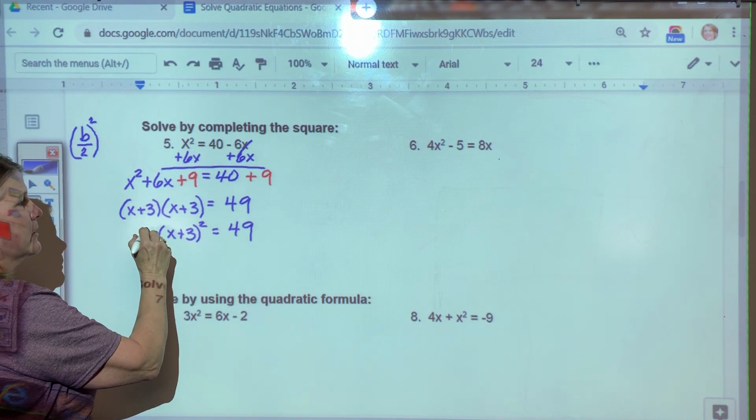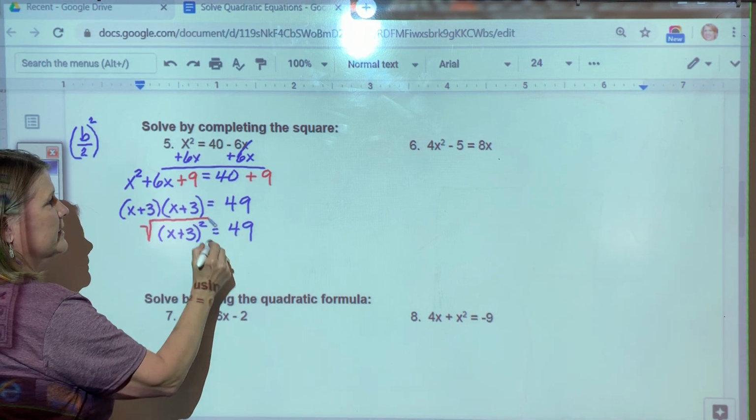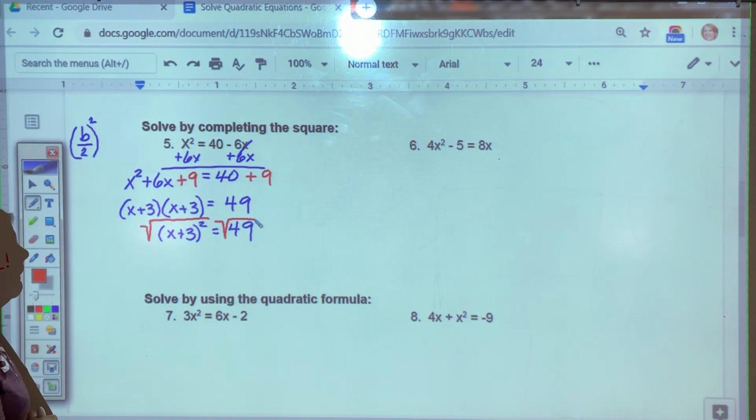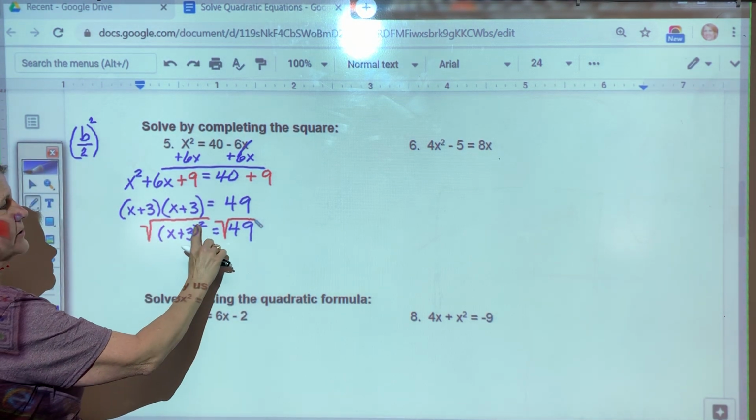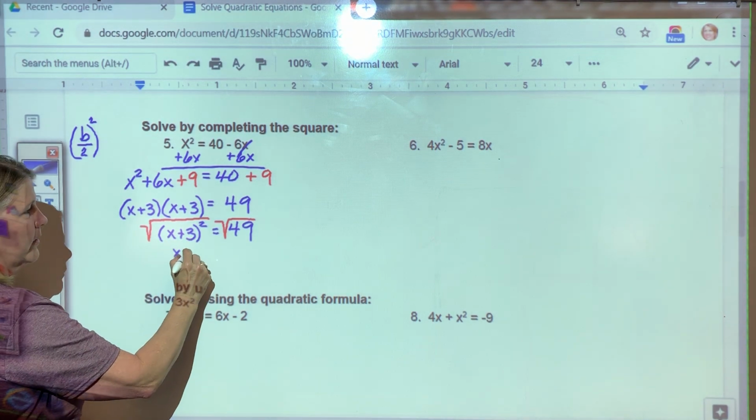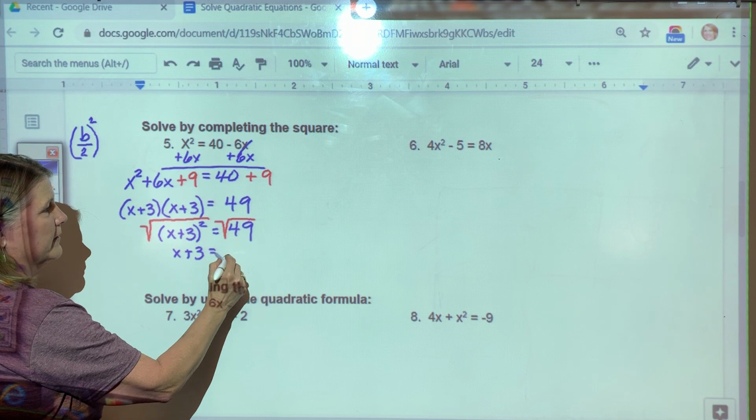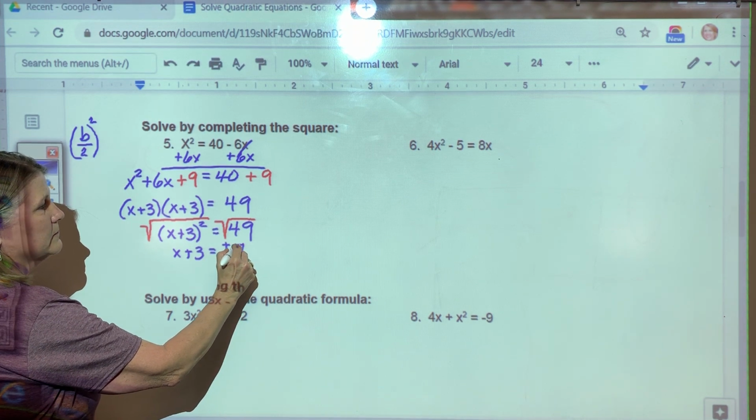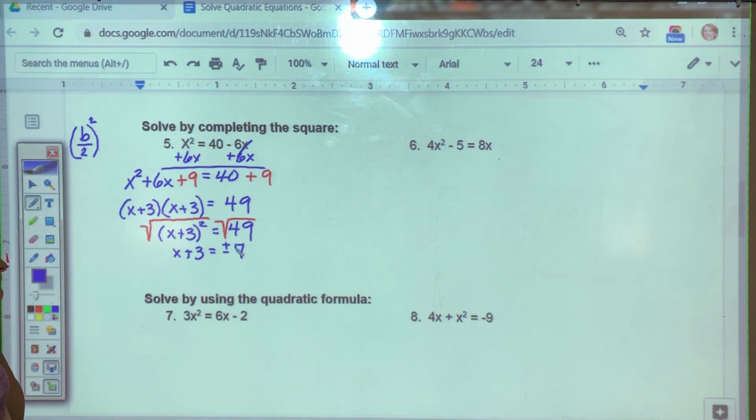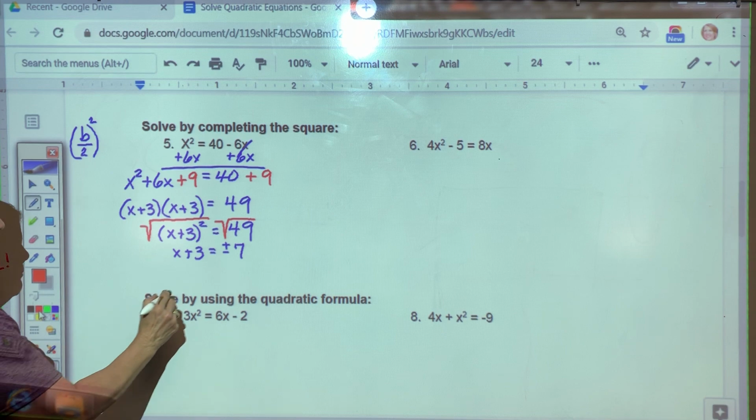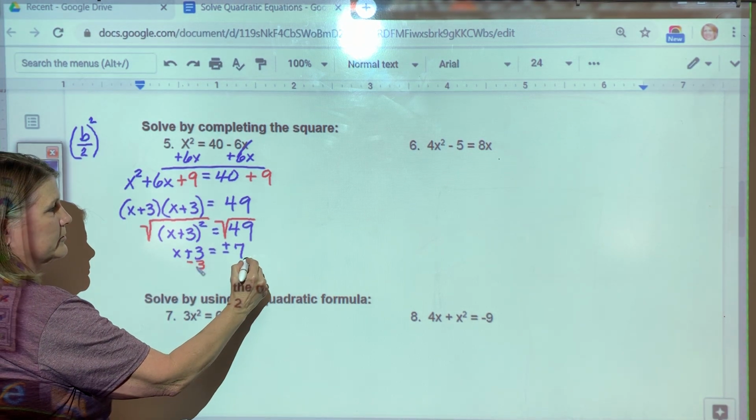And then we can unsquare it just like we did in an earlier problem, except instead of just x, it's x plus 3. So I'm going to take the square root of all this, which means I'm going to take the square root of that. And this square root symbol cancels out this square, leaving me simply the x plus 3. Whatever's under the radical is what you're left with. And this will be plus or minus 7. And then to solve for x, I have to get rid of the plus 3, so I'll just subtract 3 from both sides.